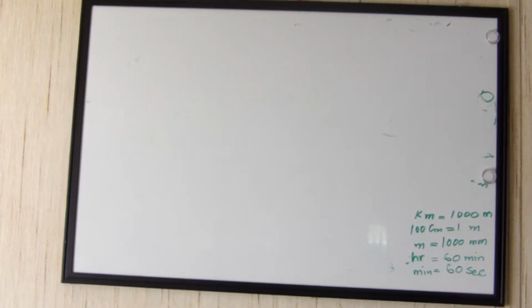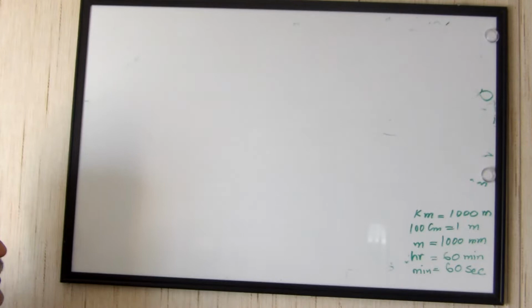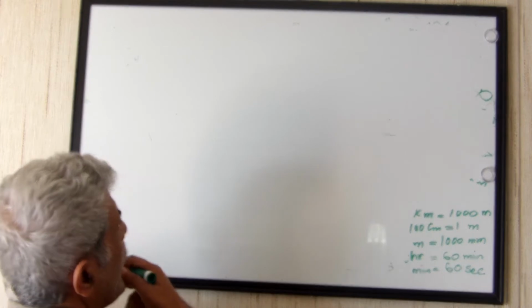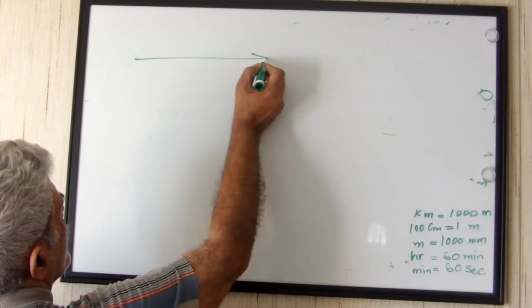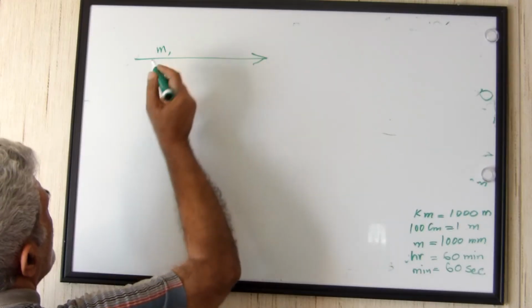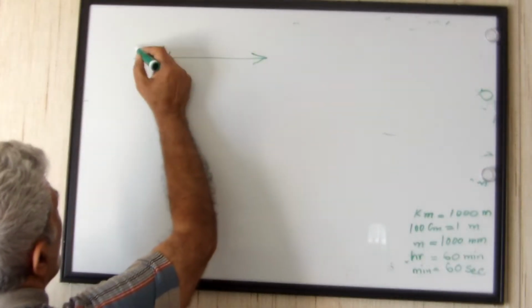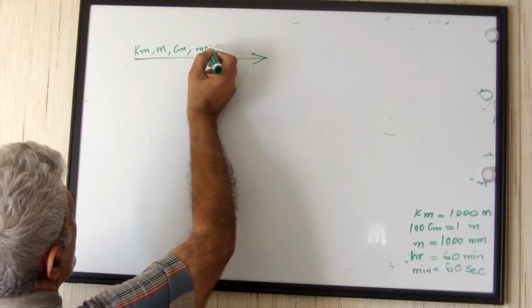All right. In this video, we are going to talk about units. Units, everything, whatever we do in our life, we somehow use units. We want to talk about distance first. Meter. This is the unit of length. We have kilometer, meter, centimeter, and millimeter.